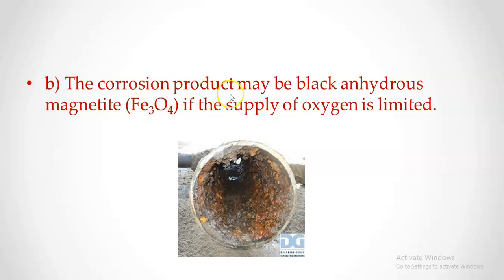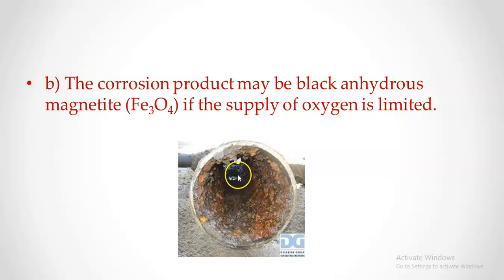Now the other condition is that if oxygen is limited, if the supply of oxygen is restricted, then the corrosion product may be black anhydrous magnetite. In the previous case oxygen is enough, so it is a hydrated product. But if the oxygen supply is limited, then it forms anhydrous magnetite, that is Fe3O4. You can see here, black rust. It is also called black rust.